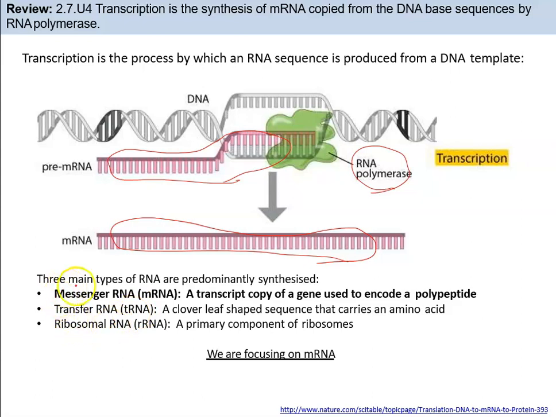So I just read simply, three main types of RNA are predominantly synthesized: the messenger RNA, which is mRNA, a transcript copy of the gene to encode polypeptide, and then the tRNA, a clover leaf-shaped sequence that carries an amino acid in translation, and ribosomal RNA, a primary component of ribosomes. So our focus is on mRNA, but if you have a question about how many types of RNA the DNA is making, we definitely have three types of RNA.